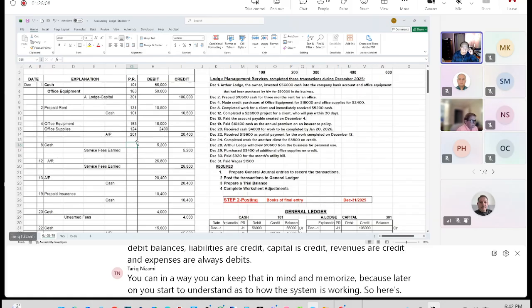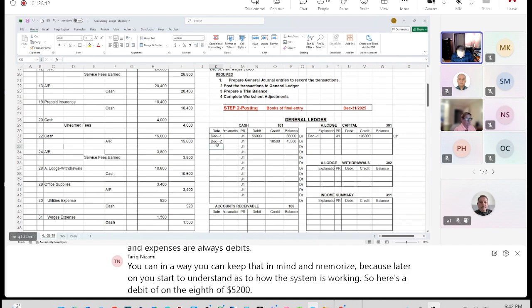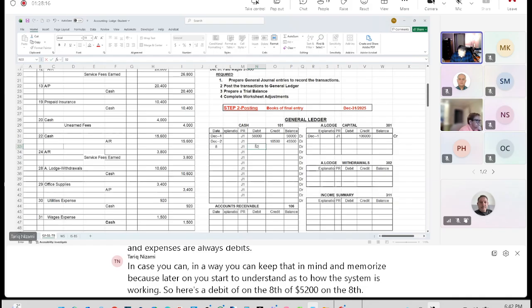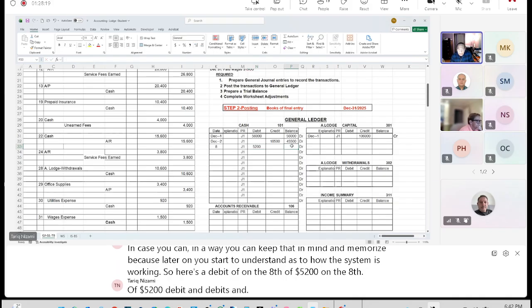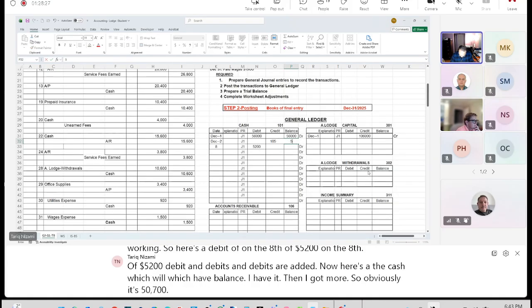So here's a debit on the 8th of $5,200. On the 8th, $5,200 debit, and debits are added. Now here's the cash which has a balance. I have it. Then I got more. So obviously it's 50,700.